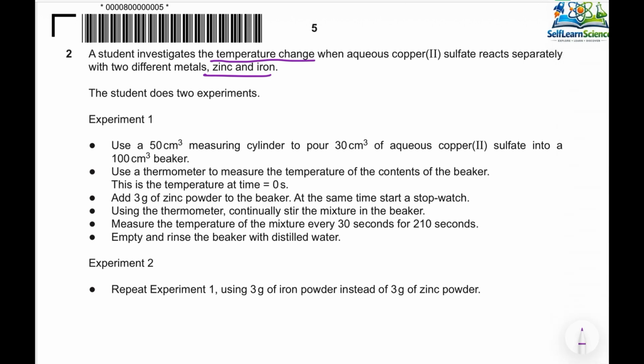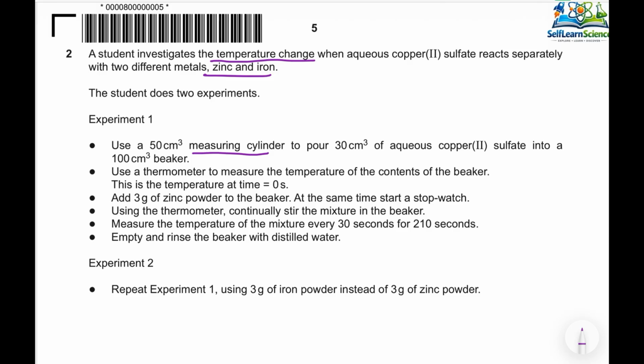In experiment 1, use a 50 cm³ measuring cylinder to pour 30 cm³ of aqueous copper(II) sulfate into a 100 cm³ beaker. Use a thermometer to measure the temperature of the contents of the beaker. This is the temperature at time equal to 0 seconds. Add 3 grams of zinc powder to the beaker. At the same time, start a stopwatch. Using the thermometer, continually stir the mixture in the beaker. Measure the temperature of the mixture every 30 seconds for 210 seconds. Empty and rinse the beaker with distilled water.